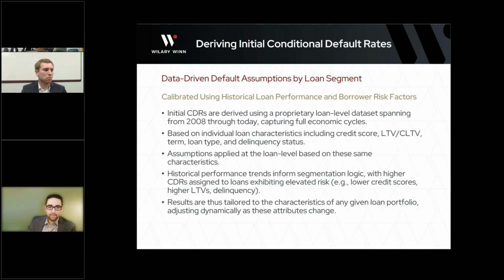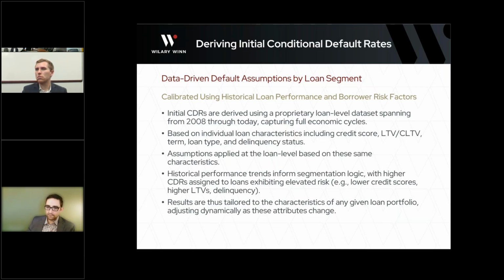So now we can break down how we come up with probably the most critical assumption that goes into the model, the conditional default rate. Our process starts with that proprietary loan level data set dating all the way back to 2008. Credit union industry-wide, billions of dollars worth of loan performance history in there. So we have full economic cycle coverage, both growth periods and major stress events.